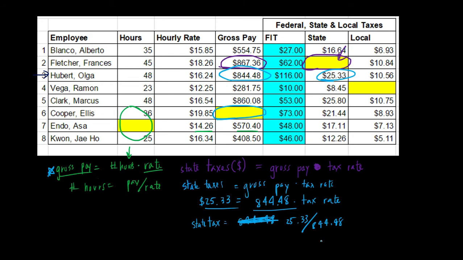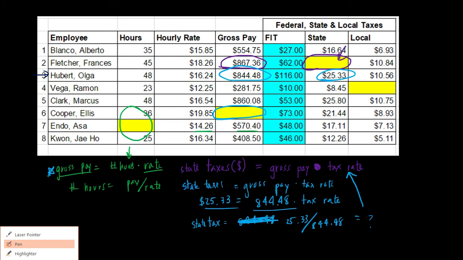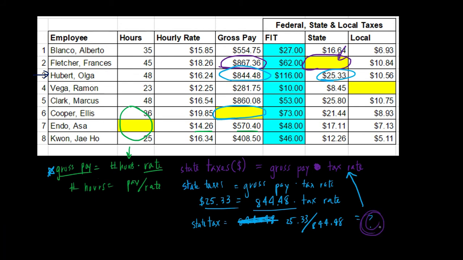So once I have that number, I plug that in to tax rate up here. And that's how I will figure out Frances Fletcher's state taxes. So again, once I get this number, I can plug it into tax rate. I know her gross pay is $867.36, so I plug that in there, and that will tell me her state taxes.